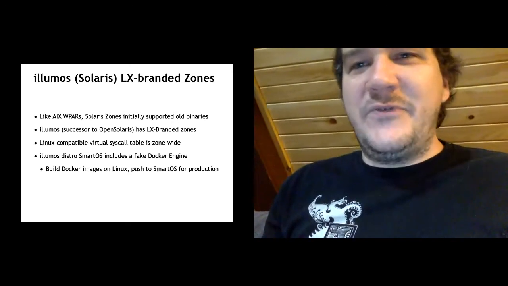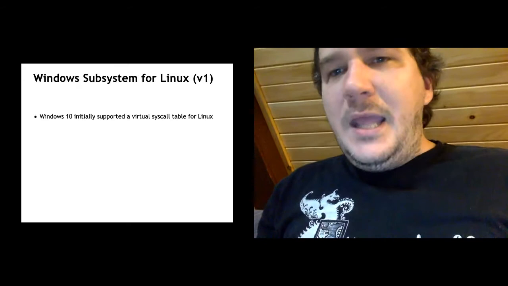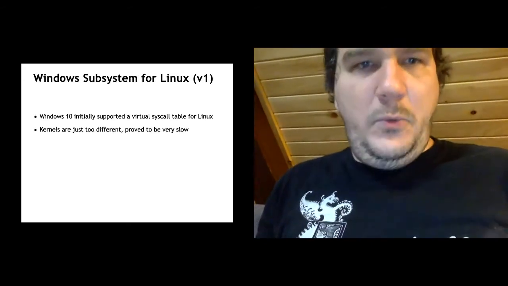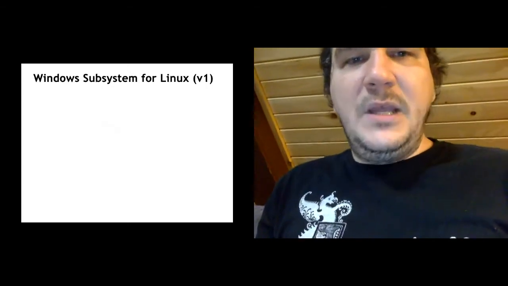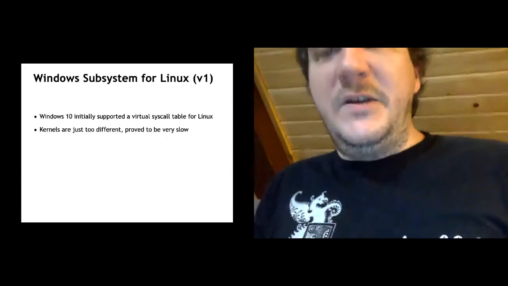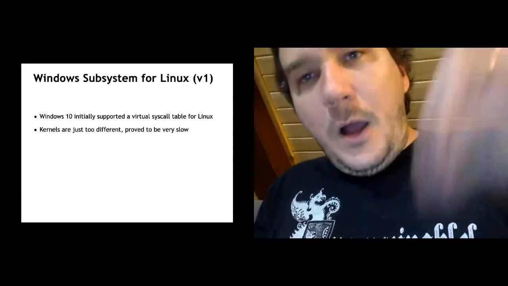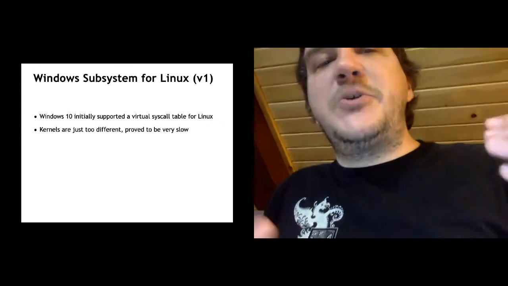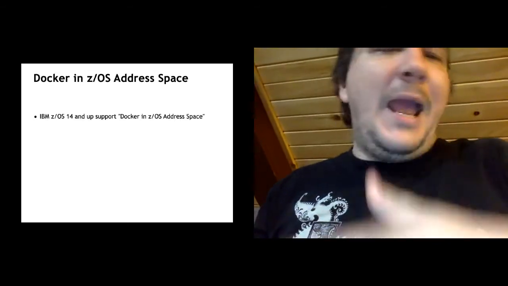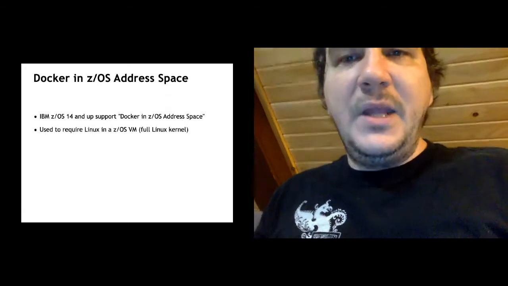I think that's impressive. The Windows Subsystem for Linux, because I'm running out of time, same thing, virtual system call table. That turned out to be too slow. Because that turned out to be too slow, Windows WSL2 now runs in a VM. So there used to be not a Linux kernel. They added one, and they added hardware virtualization to make it faster because Windows and Linux are so different, they just couldn't do that quickly. And you can run Docker on mainframes, same thing. Any questions?